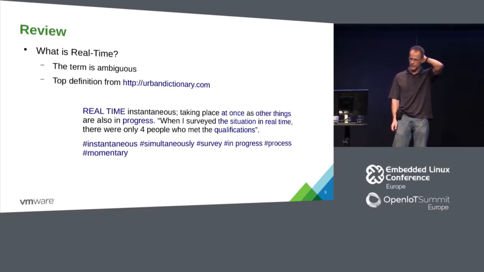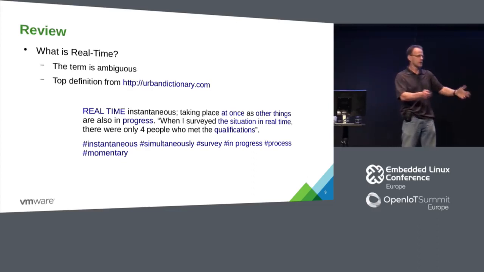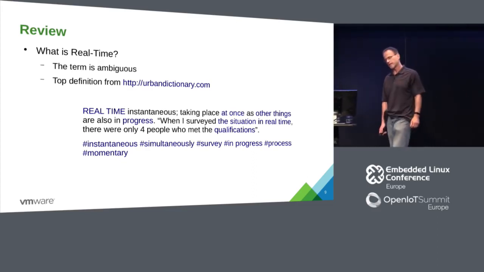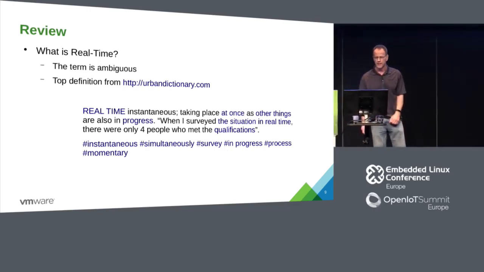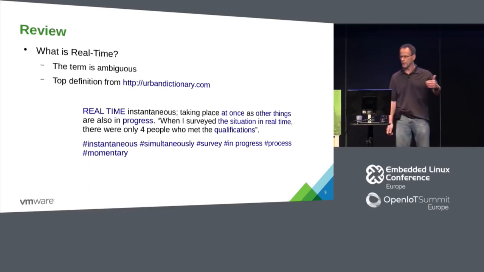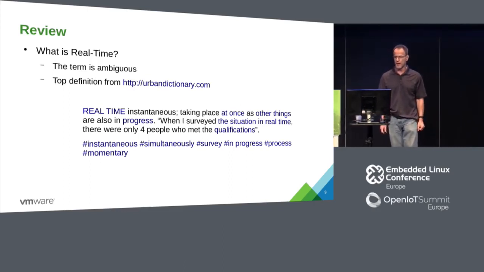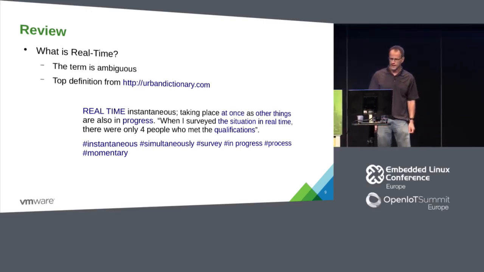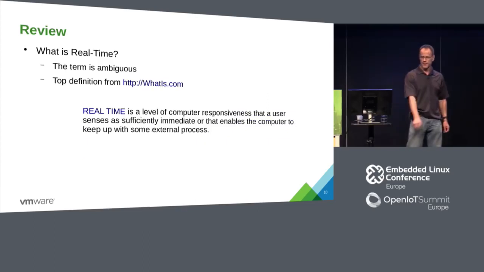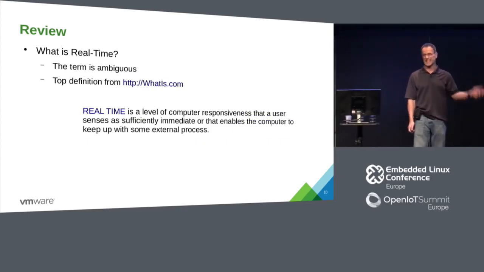So I went to one of the most common sources of information, Urban Dictionary. And it says real time: instantaneous, taking place at once as all other things are also in progress. When I survived the situation in real time, there were only 4 people who met the qualifications. Or surveyed, sorry, survived. Instantaneous, simultaneous, blah, blah, blah. I was actually pretty impressed that Urban Dictionary had something decent.